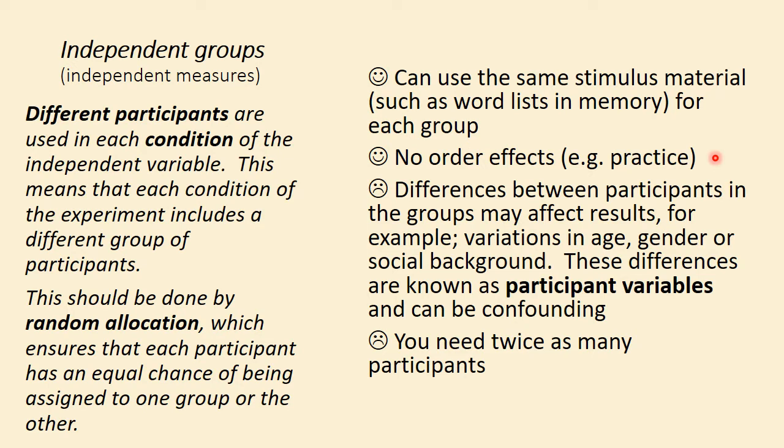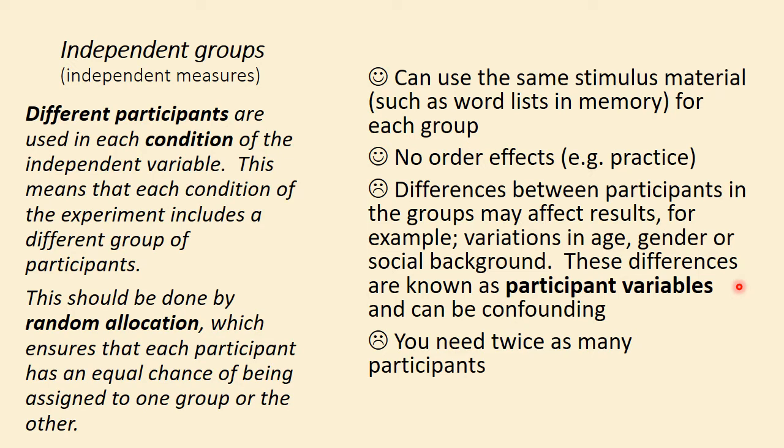So that's a real advantage to the independent groups design. However, the big issue here is participant variables. Because you've got 2 separate groups, you do not know that the nature of those people, which is what we call participant variables, are not the thing that's causing the change.